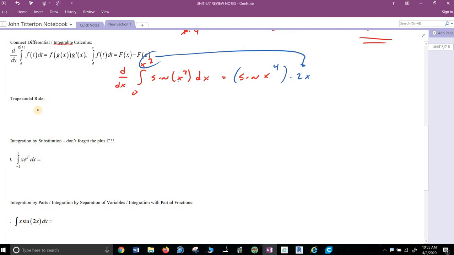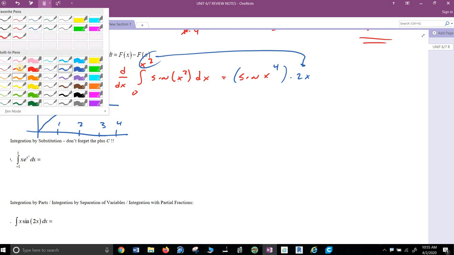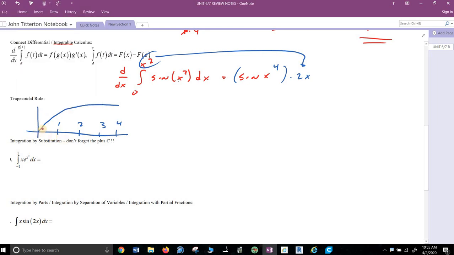So trapezoidal rule. So what's a better way to approximate this if we have to go 1, 2, 3, 4? Well, we can always just make a trapezoid. So go up and over. And these are our bases. And this is our height.